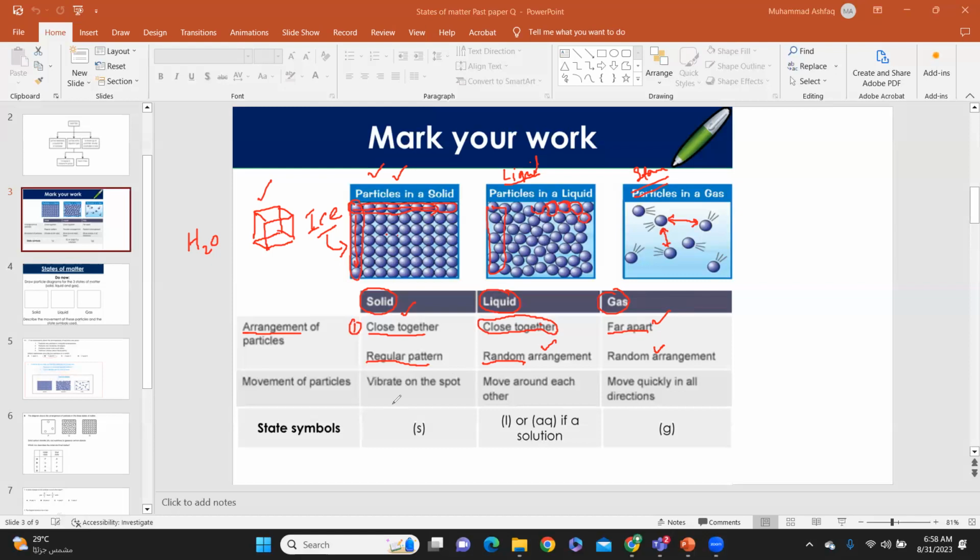Okay, now after that, the most important thing in this topic, and that is new for you, is the movement of particles. This is a very, very important part of today's lesson, movement of particles. Before we discuss the movement, my dear students, you should know about the arrangement of the atoms, the particles.